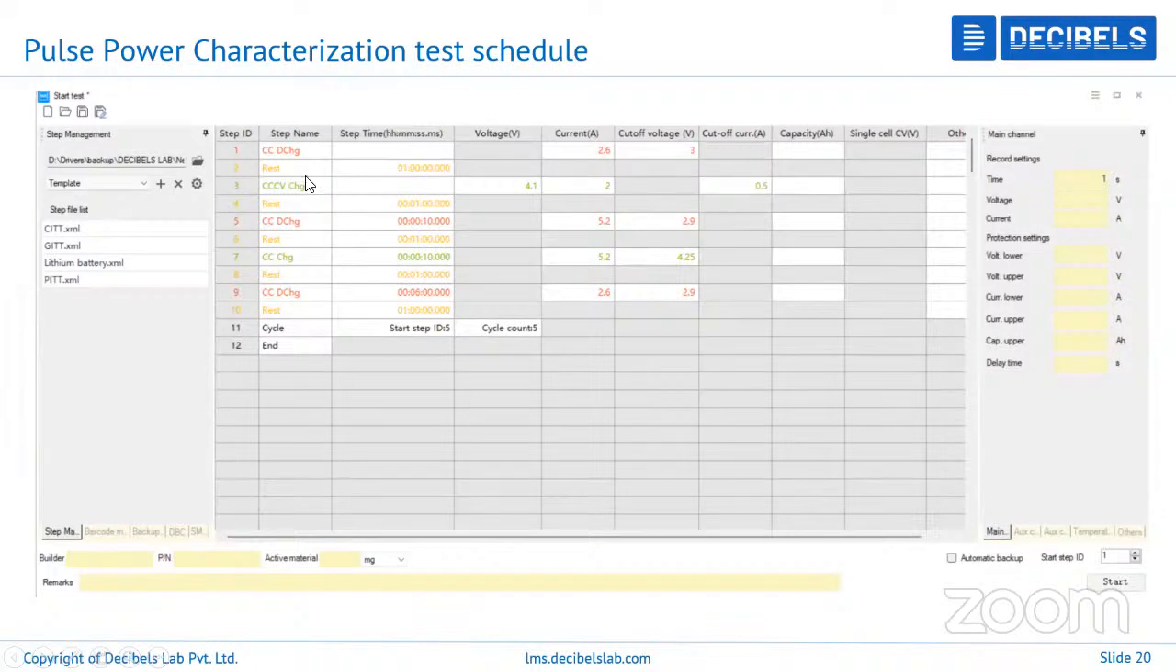At each step interval, how much time should I provide the current for, and how much current I must provide till what limit, all that you can mention over here: the cutoff voltage, the discharge or charge current, what kind of step you want to perform, how much rest time you want in between each step, and how many times you want to repeat this entire test, from which step onwards, and when you want the cycling to end. All that can be provided over here. So this step manager can be adjusted in all these ways.